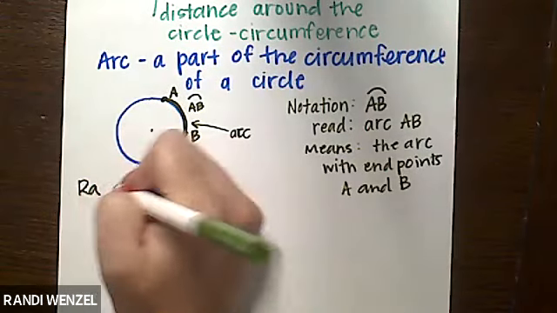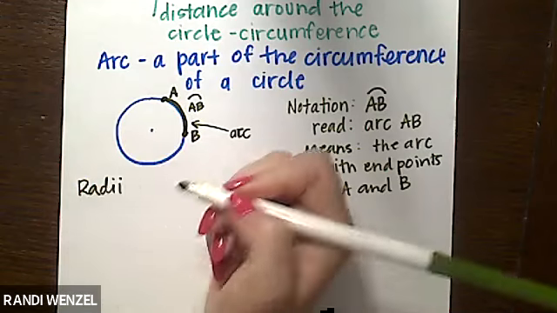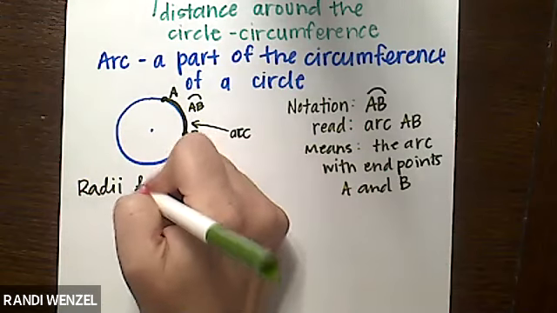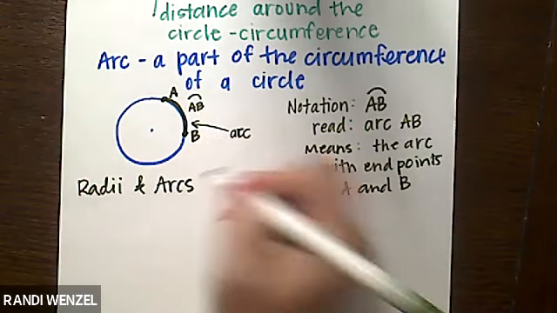So remember, radii is when you have more than one radius. So let's talk about how the radii and the arcs are connected.